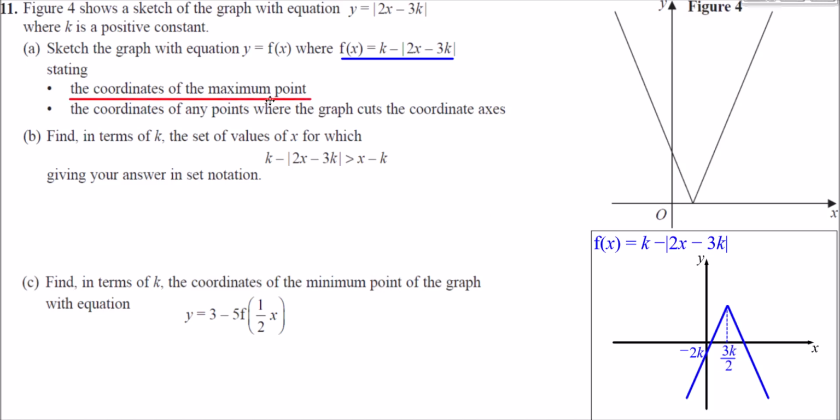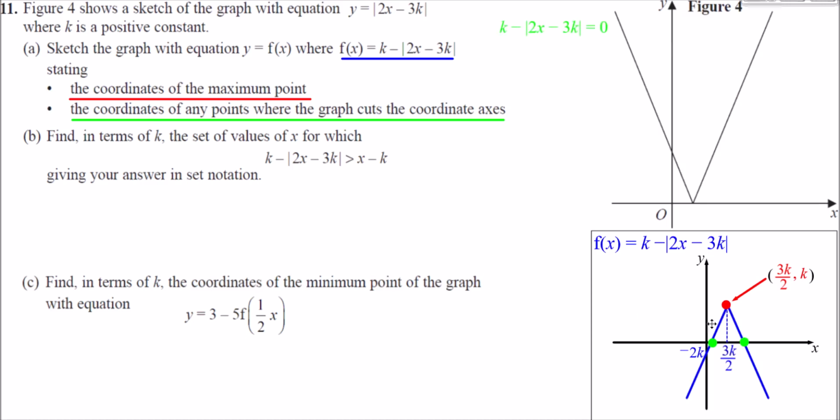So going back to the coordinates of the maximum, when x is 3k over 2, the modulus bit just vanishes and I'm just left with y being equal to k. So the coordinates of the maximum are when x is equal to 3k over 2 and y is equal to k. Secondly, the coordinates of any points where the graph cuts the coordinate axes: we've got these two x-axis intercepts, as well as the y-axis intercept, but we've already labelled that as minus 2k. So if I label in these two green points here, we now have two cases to consider.